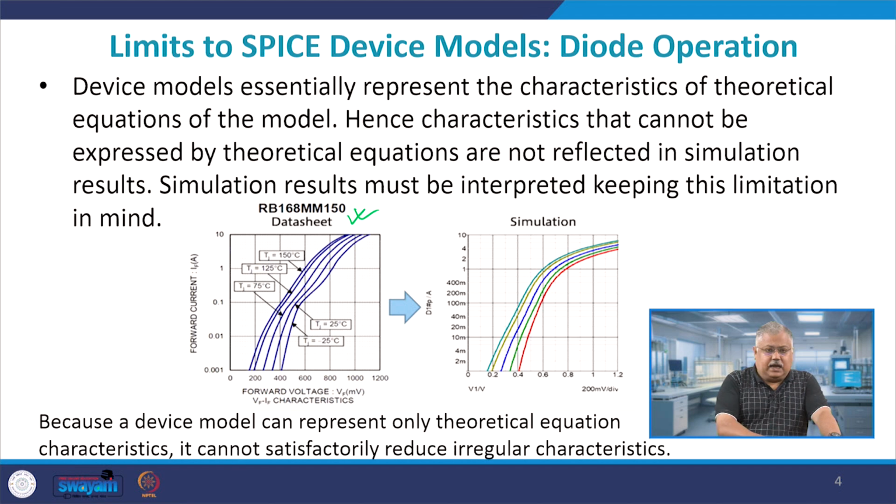And therefore, look at the last statement available to you. Since the simulation is based on some theoretical characterization, the results obviously cannot be satisfactory. There will be some irregular characteristics in the actual fabrication. Why? Let me give you a small example to showcase this.